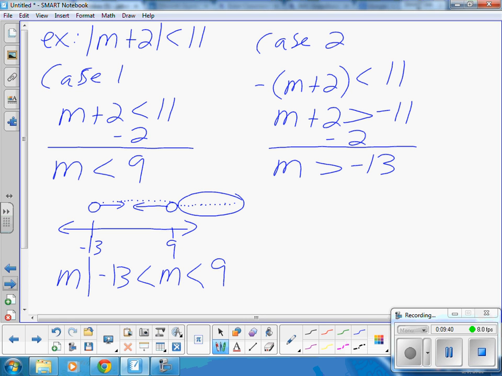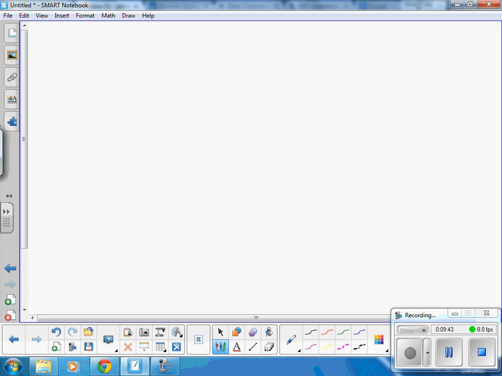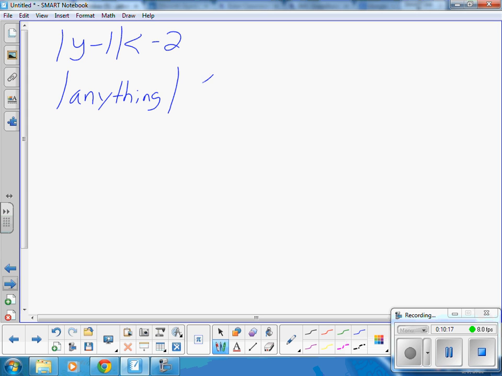Here's another scenario, a unique scenario, and that is when we have the absolute value of y minus 1 is less than a negative 2. Think about that for a second. When can absolute value be less than 0? Correct. Never. Absolute value can never be less than 0. So I don't even have to work this problem out. I know the absolute value of anything cannot be less than 0.